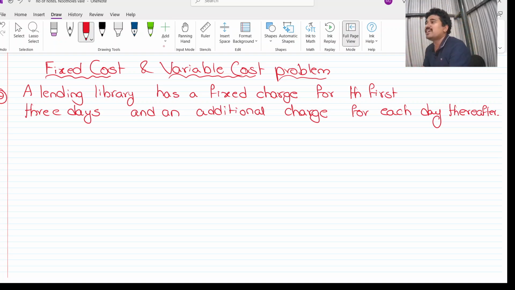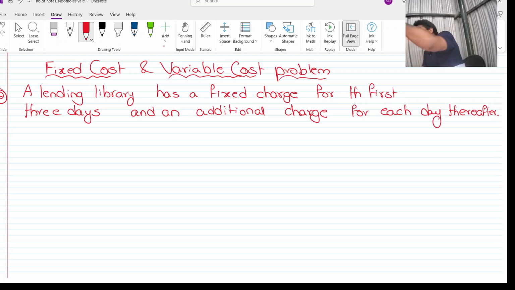The same way he also kept the rule. What rule did he keep? First 3 days one price. For example, I have taken the book for 5 days. Out of that, keep 3 days aside. I have to remove the 3 days. Why? For those 3 days I have to pay a fixed amount. Then there are the next 2 days, right? For those you multiply the charge per day. Is that clear? Is that fixed charge for 3 days, or a fixed charge per day?